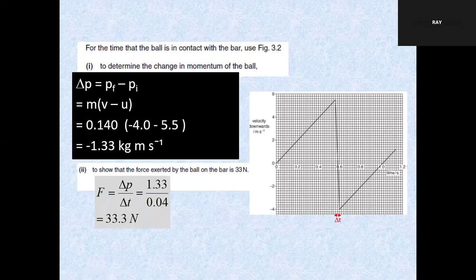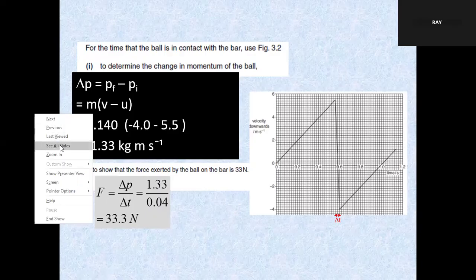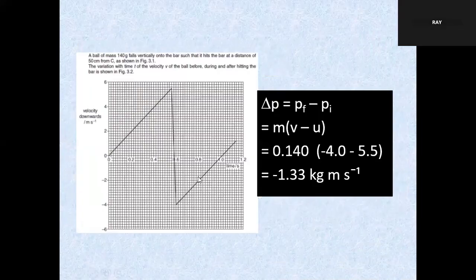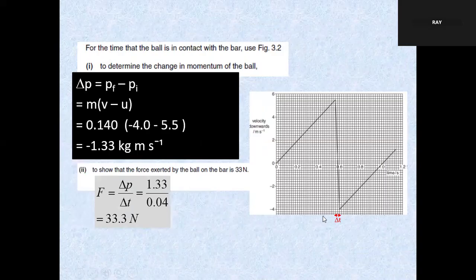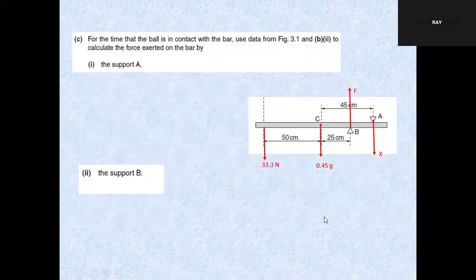Anything not clear? Yep. Anything not clear? Why do you use 0.04? That time there, from here to here, that time there. Oh, okay. Any other question? Oh, okay, let's carry on.